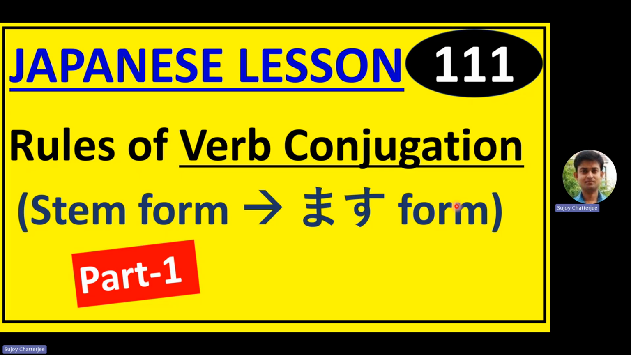This is the series called Japanese Lessons for Beginners, in which we learn elementary Japanese in a highly simplified manner. I am your friend Sujoy, bringing you the 111th lesson of this series today, and the topic for today is Rules of Verb Conjugation, Part 1. This is an extremely important area of Japanese grammar, friends, where we shall learn how stem verbs are converted to their formal mass forms.